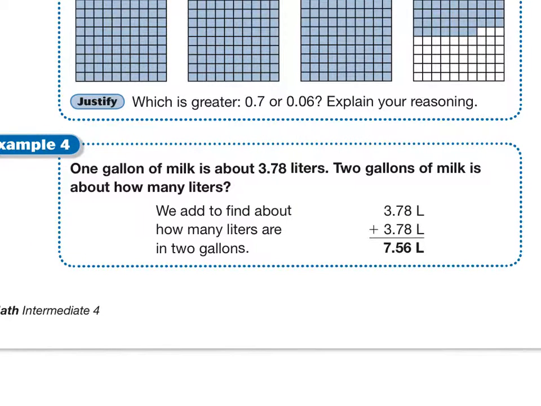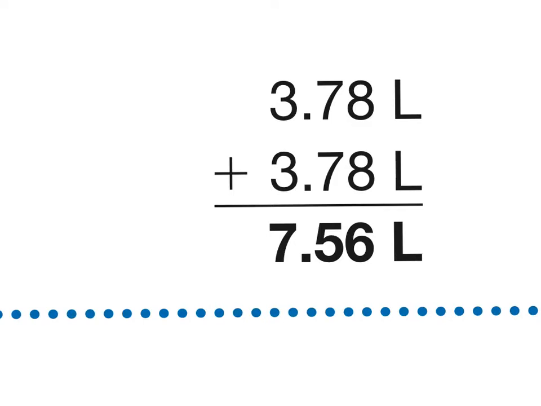We are almost done here. We have example 4 here. It says 1 gallon of milk is about 3 and 78 hundredths liters. 2 gallons of milk is about how many liters? So if you have any guesses as to what I'm going to ask you to do, it is to line up those decimals. Line up the decimals, everything else will work out from there.